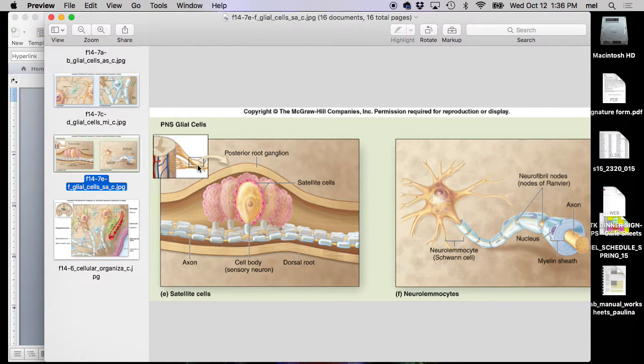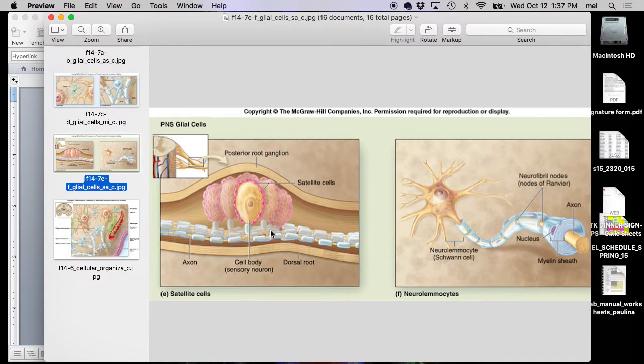And when they exist, they're in little lumps called what? Ganglia, exactly. So this is a ganglion right there, okay? If you busted open a ganglion, what would it look like? Inside, it would have neuron cell bodies, right? But then it would also have each neuron cell body protected by a collection of satellite cells.